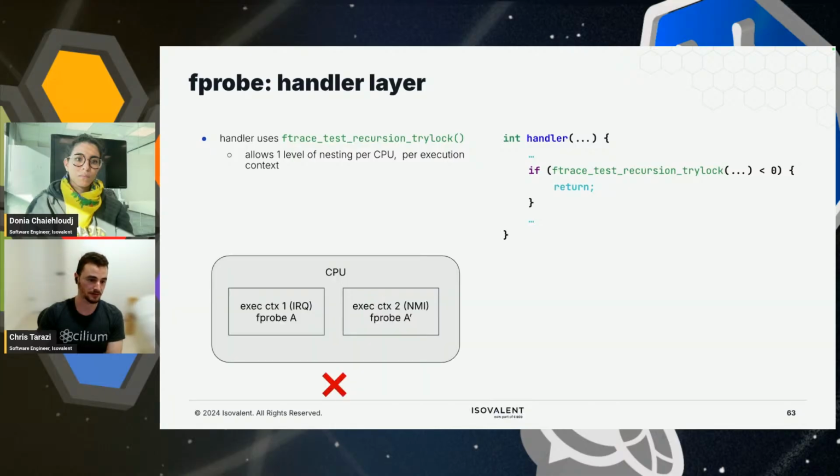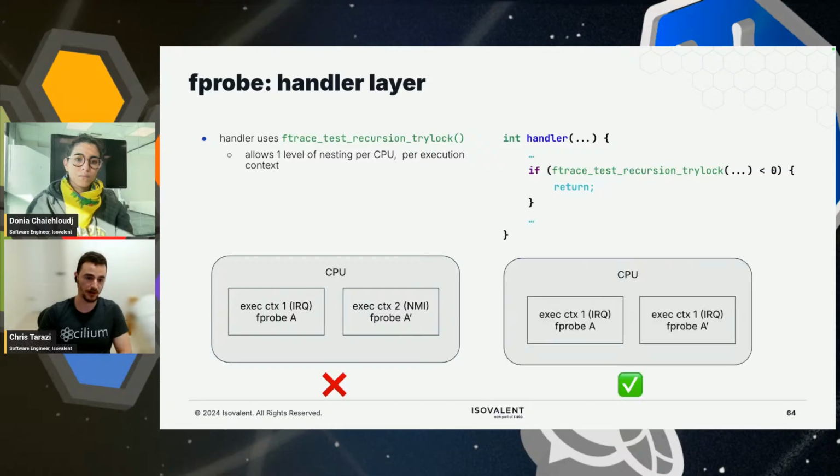So here we can see that if you have an execution of the same fprobe in IRQ context and then in NMI context, it's not allowed. But if you have the same fprobe on the same CPU and in the same execution context, like both of them are IRQ, then this is actually a supported recursion.